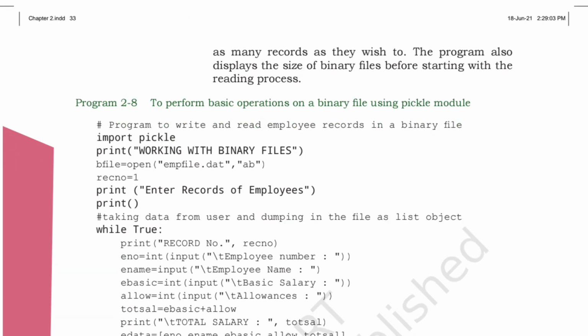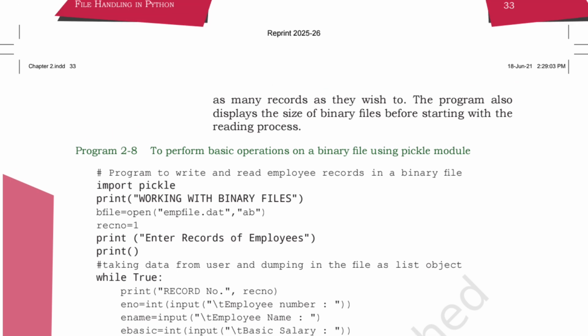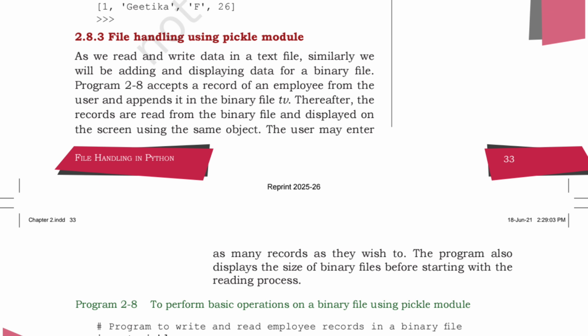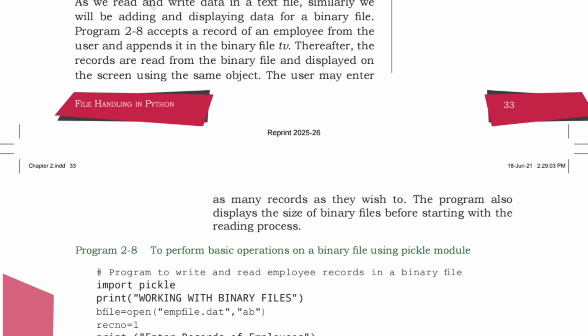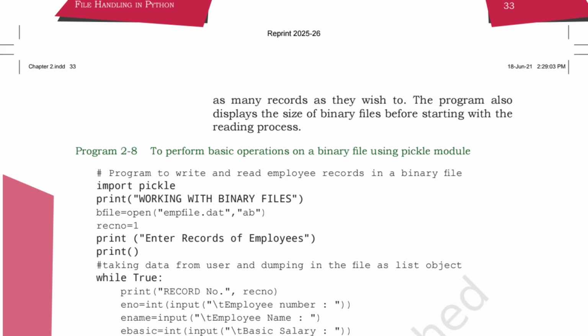So over here we are using import pickle, and print working with the binary files. bfile is equal to open employee file.dat with mode ab. This is basically working with a binary file: a program to write, read and display employee records with the binary file, using file handling with the pickle module. The record number is 1.